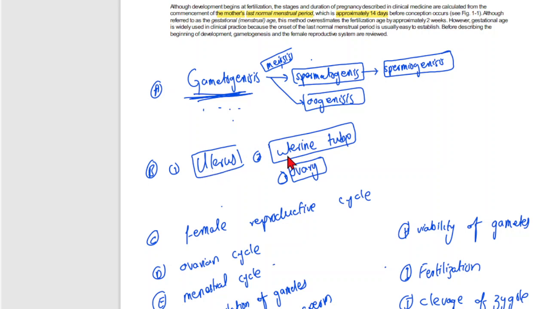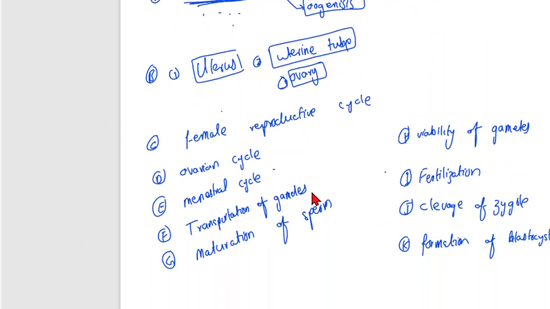After that, uterus, uterine tube and ovaries, female reproductive cycle, ovarian cycle, and menstrual cycle. Okay, and after menstrual cycle, transportation of gametes, maturation of sperm and viability of gamete, fertilization, cleavage of zygote, formation of blastocysts. So we will tell all things in this lecture.